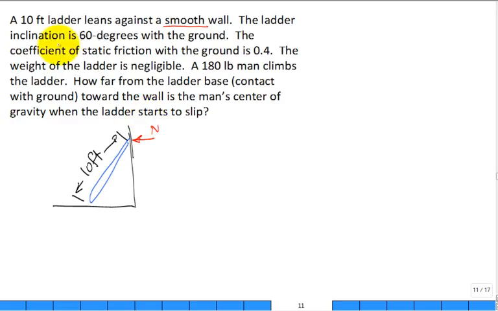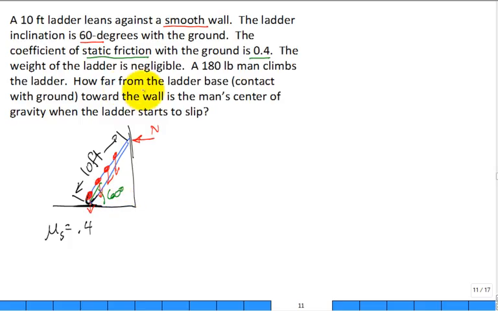It's at an inclination of 60 degrees with the ground. So right here we can say that this is 60 degrees. And it has a static friction coefficient with the ground of 0.4. So mu sub s with the ground is 0.4, at the bottom of the ladder. The weight of the ladder is negligible. A 180-pound man climbs the ladder. You can think of this person beginning right at the bottom, then going higher and higher. As the person climbs the ladder, holding on, you can think about what's changing: the location of the center of gravity of the 180-pound man as they climb. See that? I'm trying to draw it as different locations.